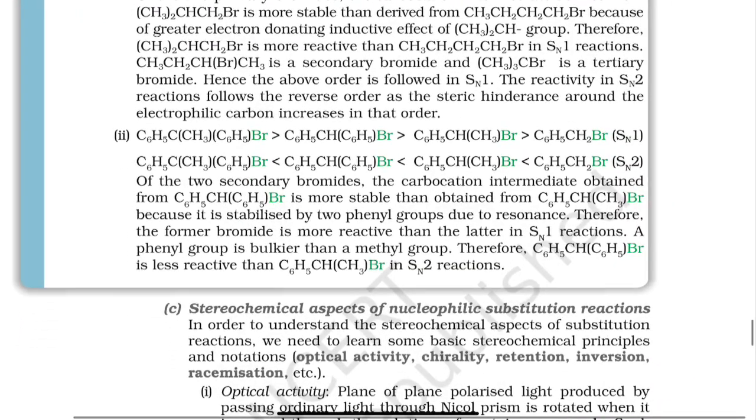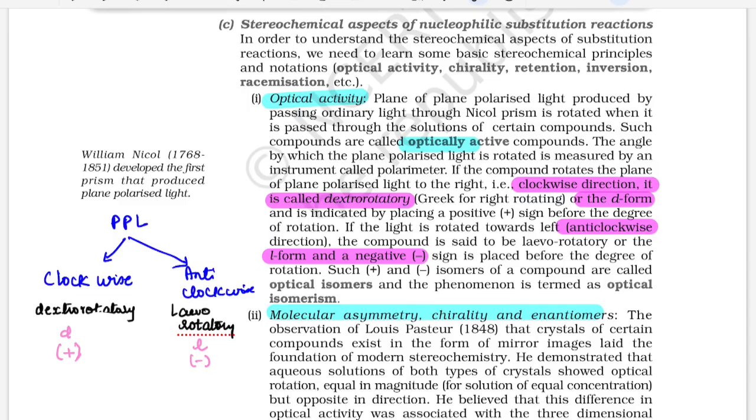So next we will see about stereochemical aspects of nucleophilic substitution reaction. Now let us learn about stereochemical aspects of nucleophilic substitution reaction, which is very important. So first let us see what are optically active compounds.